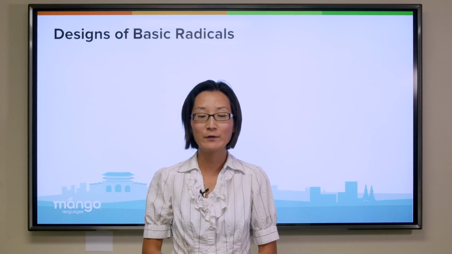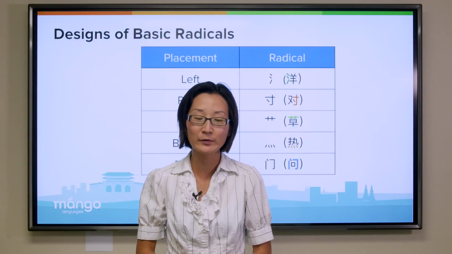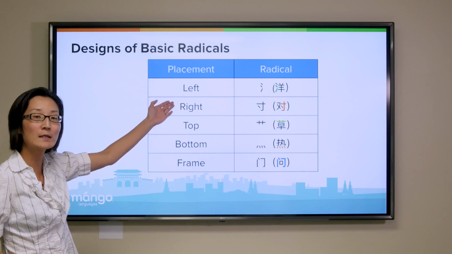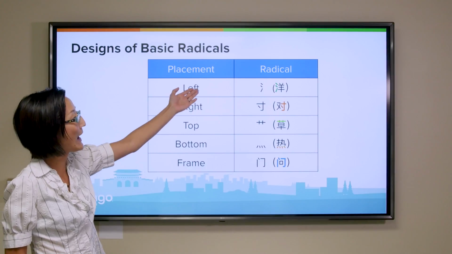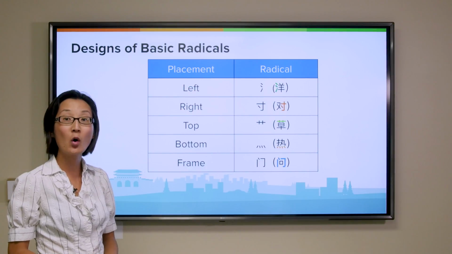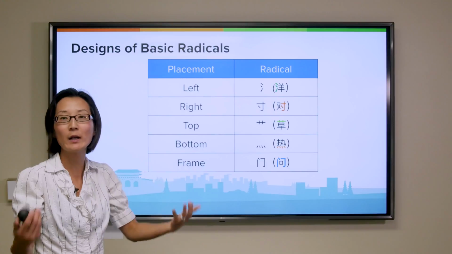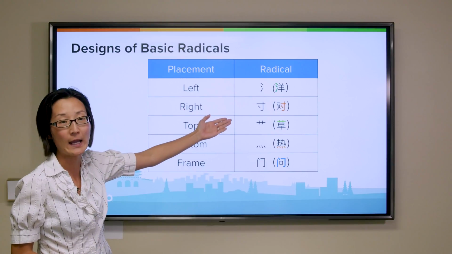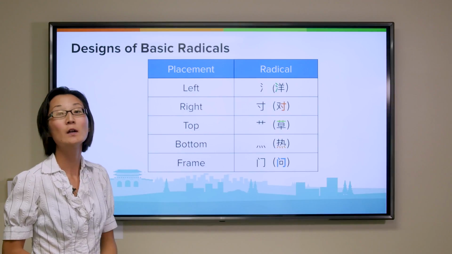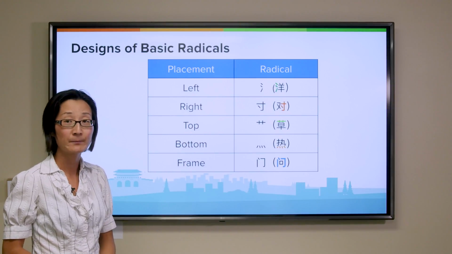Here, I give you some basic radicals as examples. The first one, the 3 dots on the left side representing water. So that character 洋 means ocean. So, made of water, right? The second one you will see at the right side. That character is 对, meaning correct.